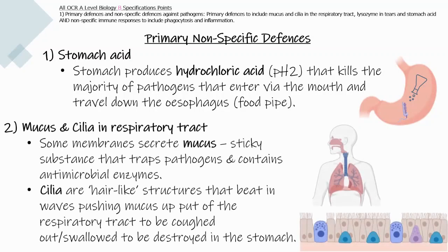We then have mucus and cilia in the respiratory tract. We discussed mucus previously. This is what traps pathogens, and it also contains antimicrobial enzymes. We then have cilia. Cilia are hair-like structures, and they beat in waves. They push the mucus up out of the respiratory tract in order to be coughed out or swallowed, to then be destroyed in the stomach.